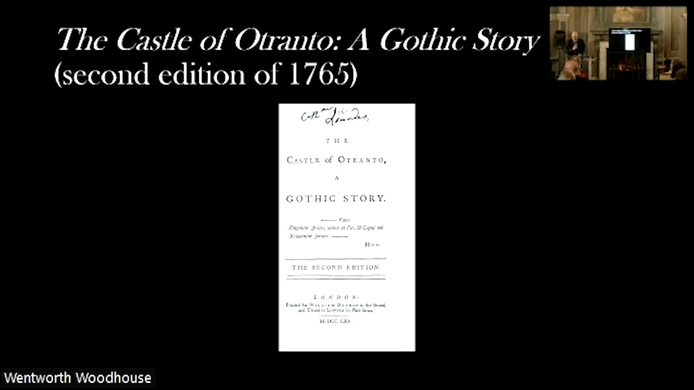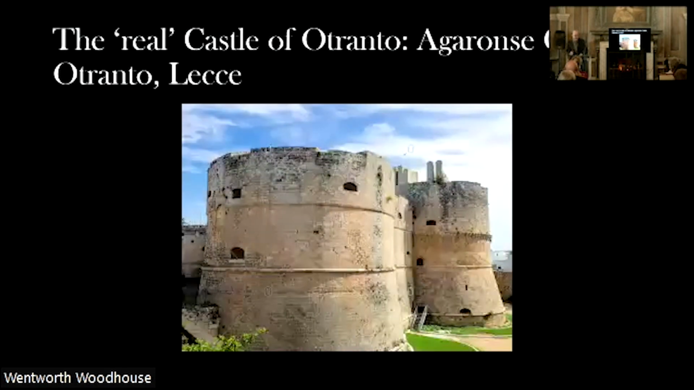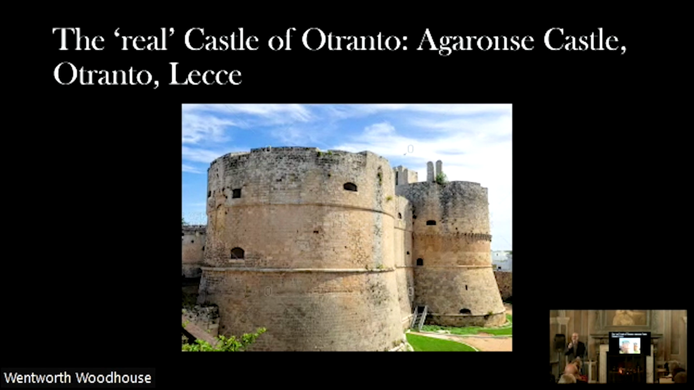Let's consider the title of Walpole's The Castle of Otranto for a moment. What do we notice here? Look at the architectural signifier, castle, as well as a reference to Otranto, a coastal town in southern Italy in the Apulia region. Now, for those of you who've been to Otranto in Italy, you might think, he set his novel in the real Castle of Otranto, the Aragonese Castle in Lecce.